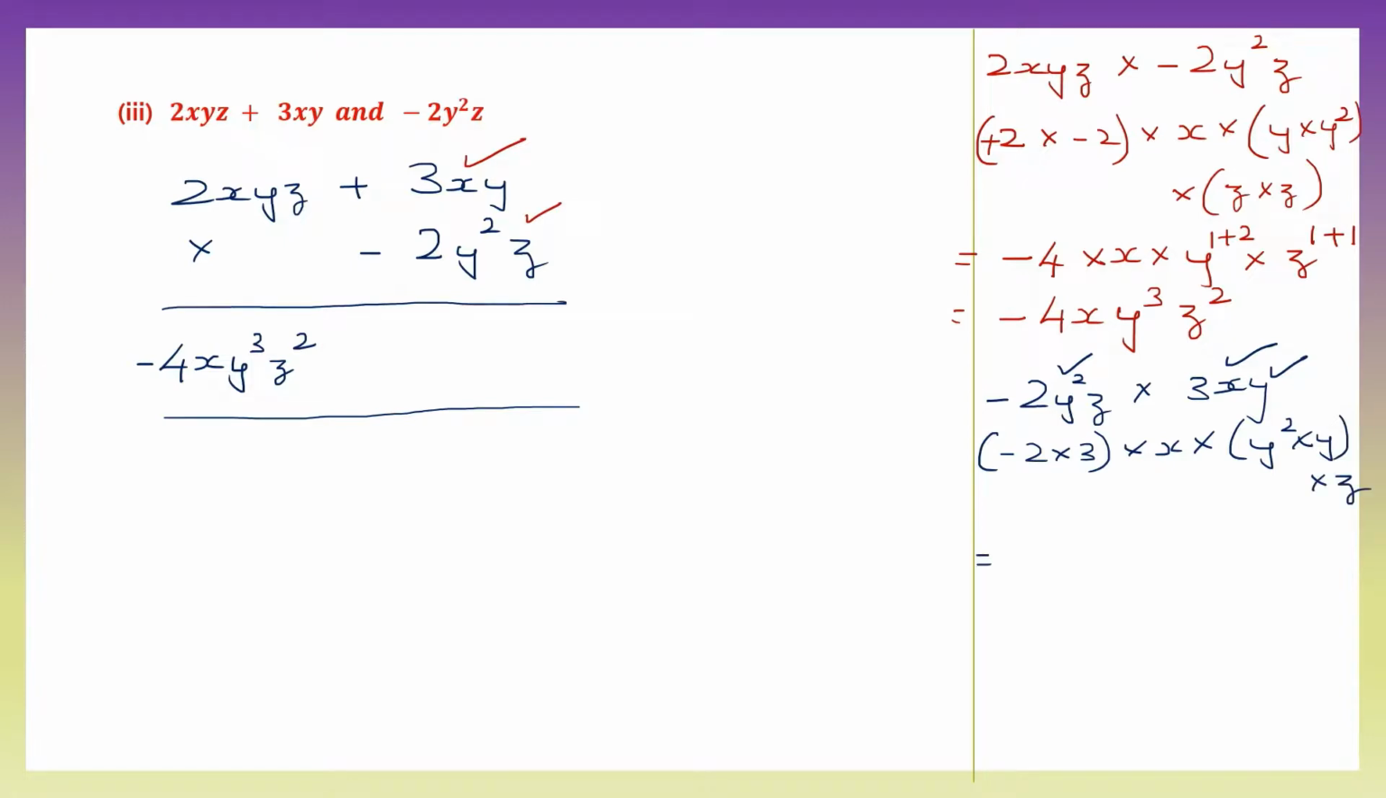Okay, so let's multiply the numbers first. Now minus 2 into 3 is minus 2 3's are 6 into 1x into y 2 plus 1 into z. So this becomes minus 6x y to the power of 3 and z. So it is minus 6x y to the power of 3 and z.